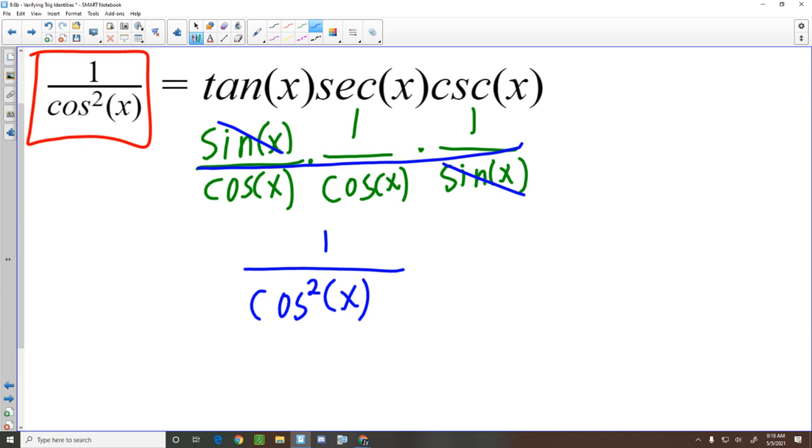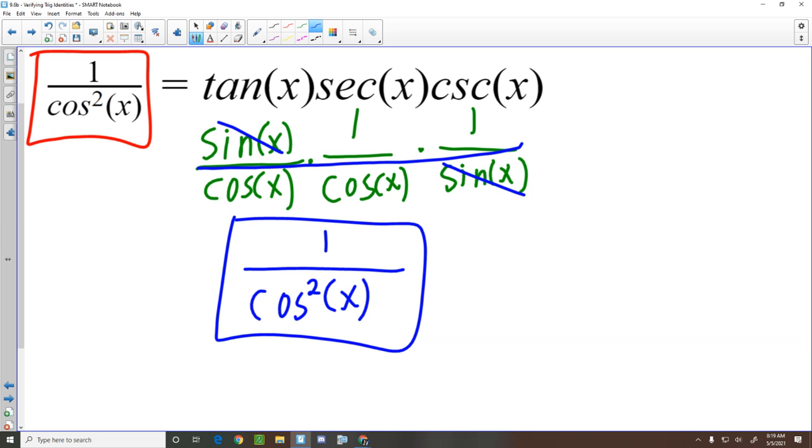Yeah, that was our goal, to try to make one side look like the other side. We have verified that this is a true equivalence. We've shown that, yeah, that right side is equal to that left side. They're the same thing. All right? Box up, be like, yes, I did it.